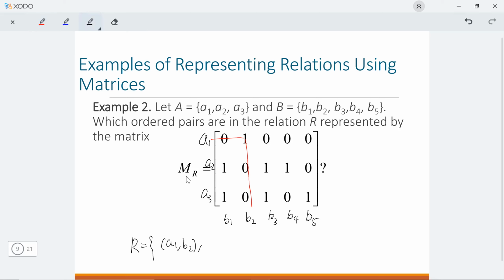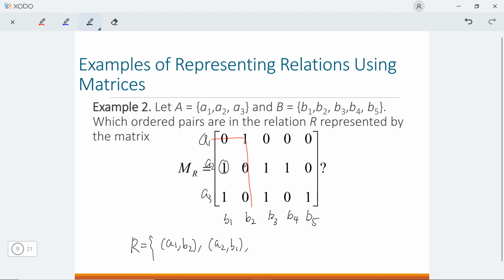So let's move to the second row. The first one we find is in the first column. So now if we look at this one, this is about A2 and B1. For A2, B1, we have 1, right? So A2, B1 should also be in our relation.